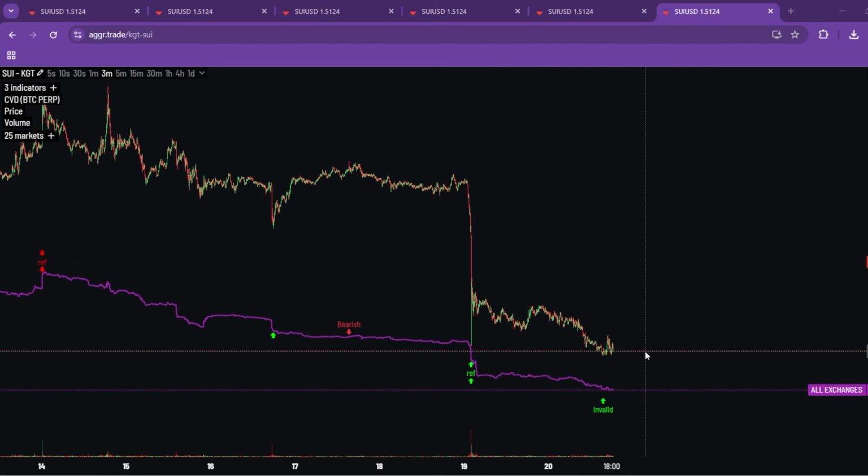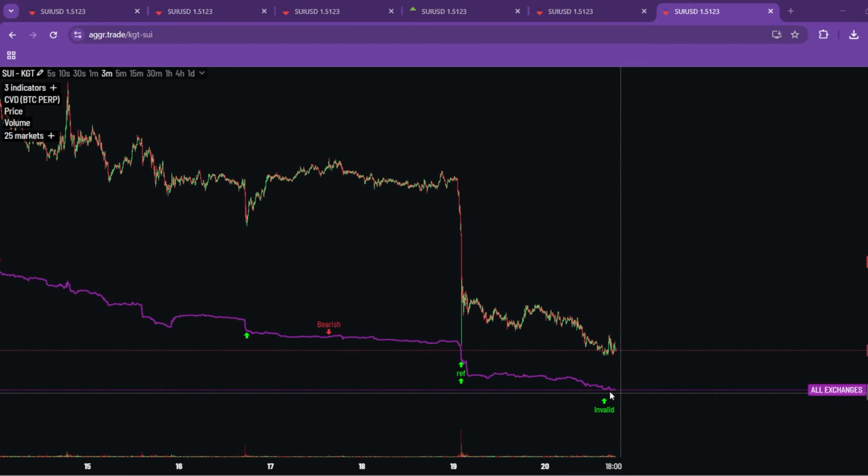Of course, some exchanges don't offer the same coin and so on, but this is already set up inside KGT for each coin. So this is what KGT is. This is the definition of it. This is what it does. It gives us the CVD's delta, or the accumulation of the volume between the buyers and the sellers. And it gives us the results.